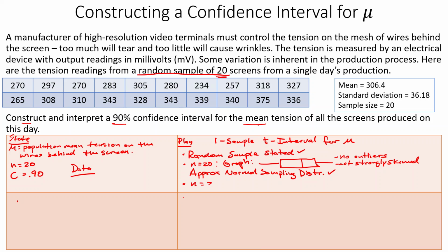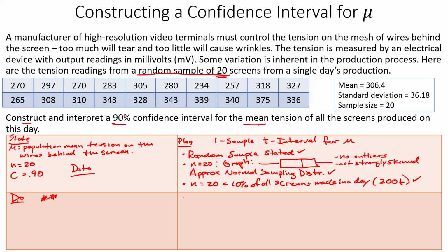All right, now n equals 20. Is that less than 10% of all, I guess, screens made in a day is what we're talking about here. Screens made in a day. So as long as we have 200 or more screens made in a day, we're good there. All right, so now we come here to the do box, and we're going to do a T interval.